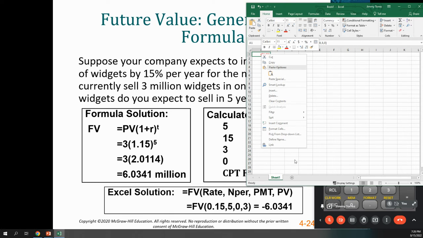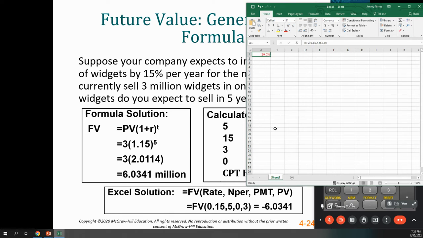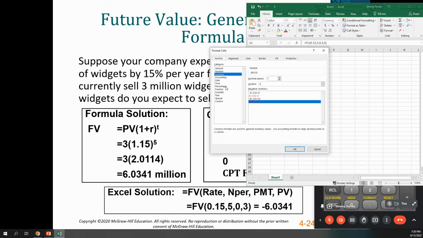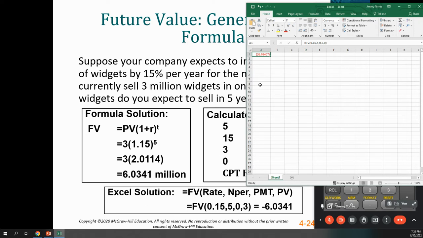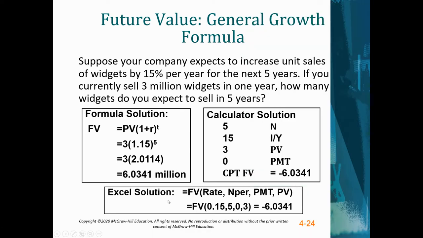Here, let me format the cell and increase the number of decimal places. And there it is, 0.03407. Basically what we have there. Okay, and that's how we do it in Excel.